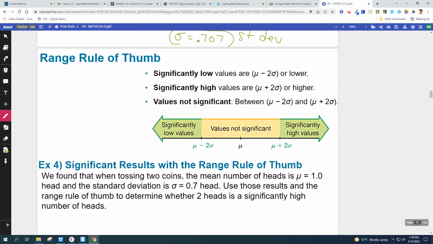Range rule of thumb we've seen before. It's talking about significantly high and low numbers. I think it helps that you might be more comfortable with these symbols. Remember, mu is mean, and sigma is standard deviation. So what this says is mean minus 2 standard deviations, or mean plus 2 standard deviations. Those are talking about significantly high and significantly low.